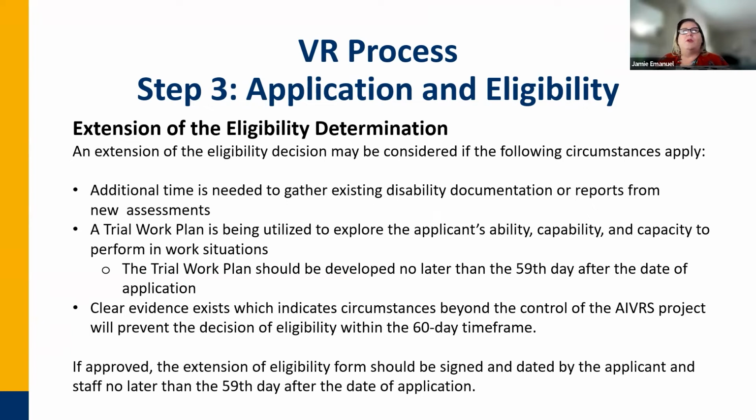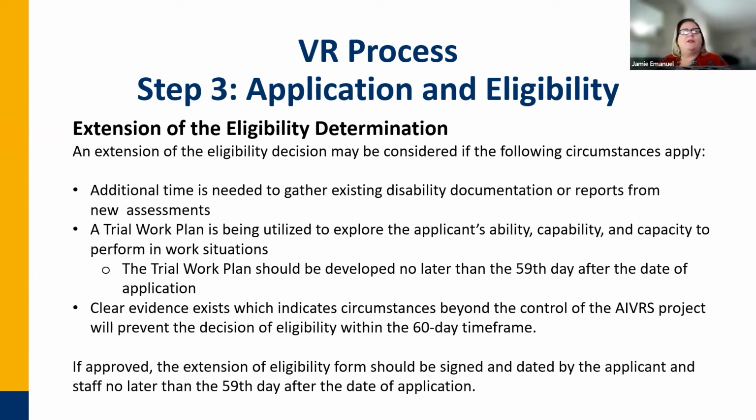Also, if you're doing a trial work plan, you may need to extend the eligibility to have more time to explore the applicant's abilities, capabilities, and capacities to perform in work situations. And also, if you're developing a trial work plan, no later than the 59th day from the date of the application should be the completion, unless you submit an extension of eligibility.